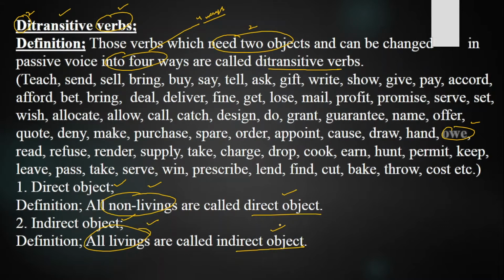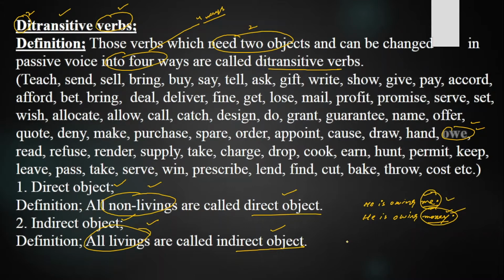Why do ditransitive verbs need two objects? We will take an example from today's verb owe. If I say, he is owing me, a question arises: what is he owing me? And if I say he is owing money, again a question arises: whom does he owe money, or whom is he owing money? So you need to bring the indirect and direct object together to complete the meaning of the ditransitive verb owe.